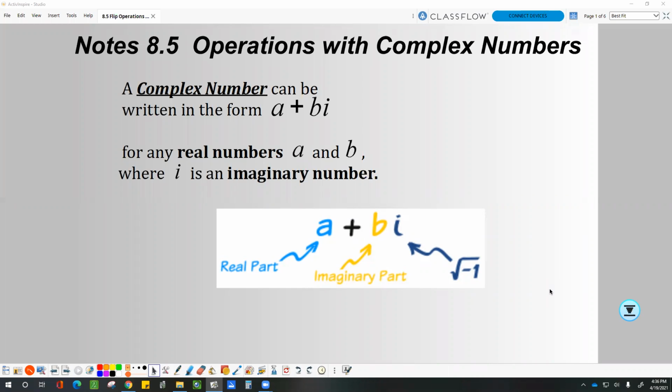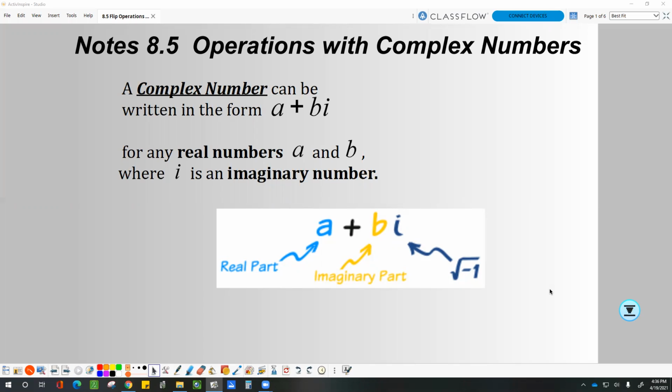I want to talk to you guys about lesson 8.5, which we're doing third. It's operations with complex numbers. So we will add, subtract, multiply, just like we did with polynomials. The difference is instead of x or a different variable, I'll have i, and i has number properties. Now i is the square root of -1, as you can see in the graphic here.